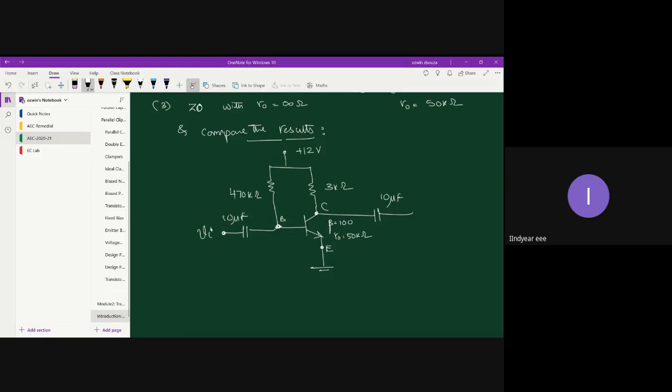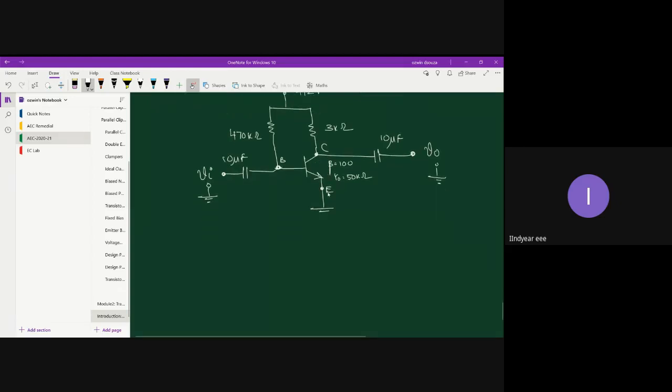This is your Vi, and this is your V0. All signal measurement is done with respect to ground. Whether they show the ground terminal or not, you should understand that Vi and V0 are always measured with respect to ground, either base to ground or collector to ground. Fine. So this is the circuit diagram.